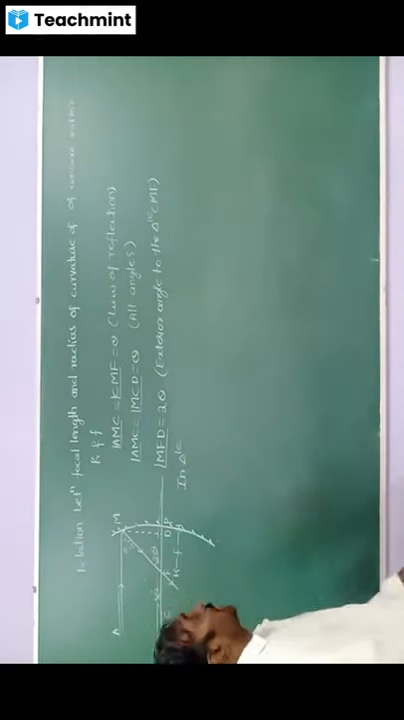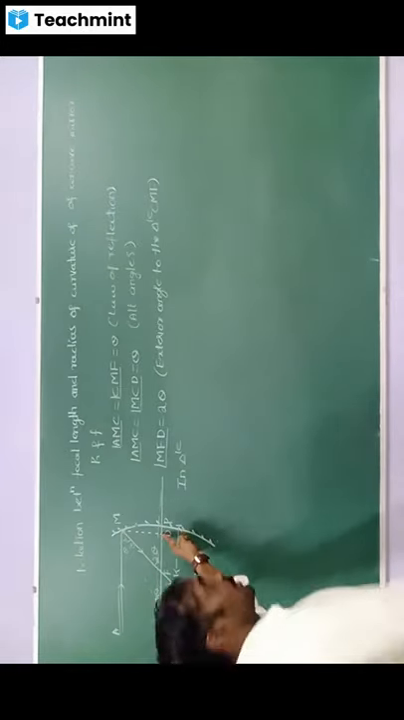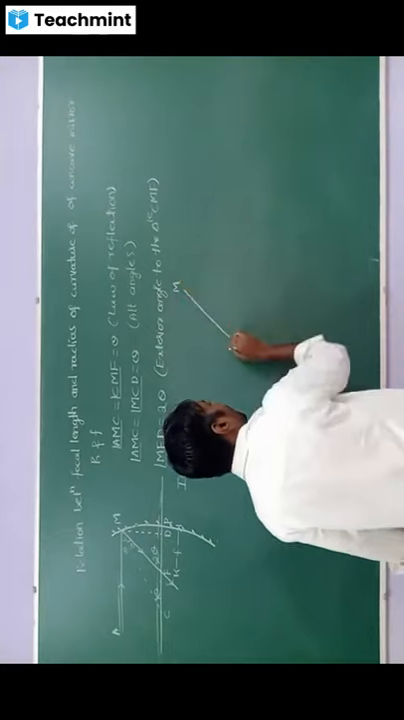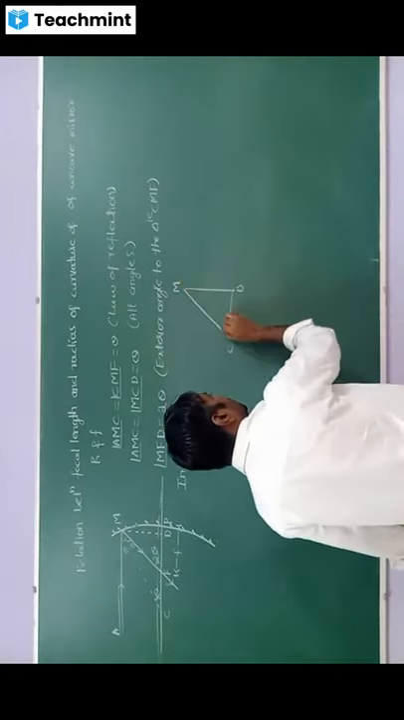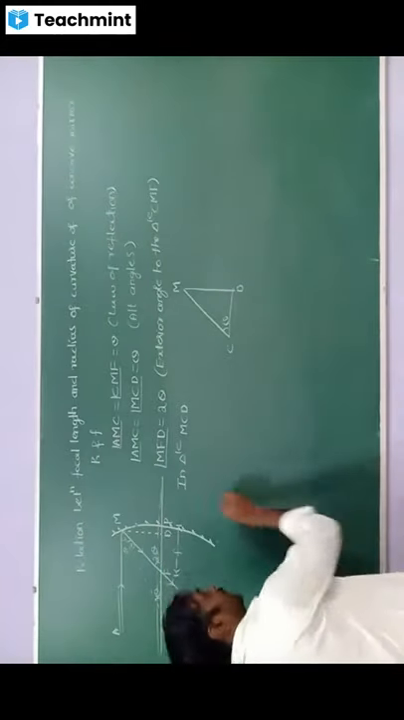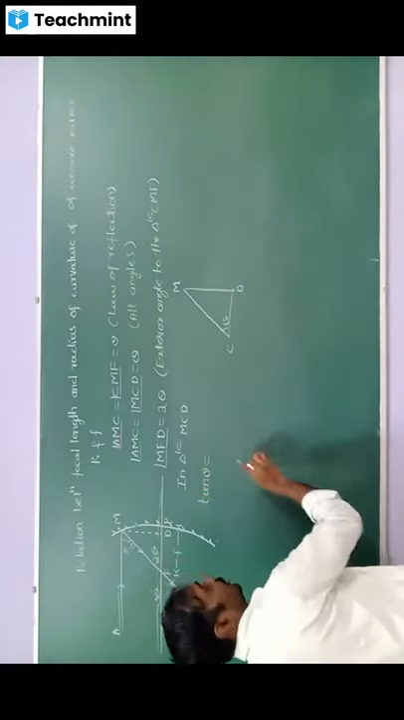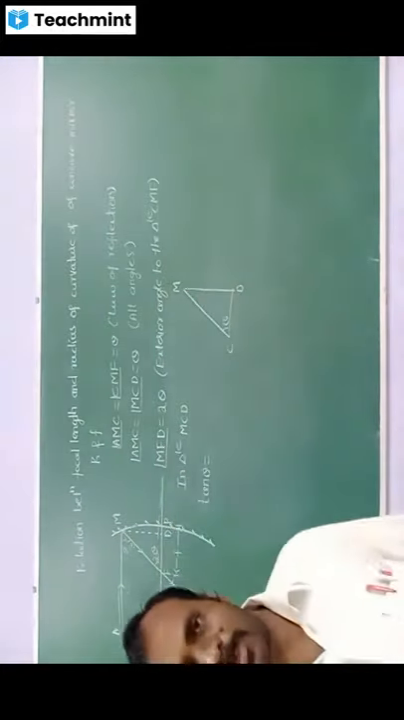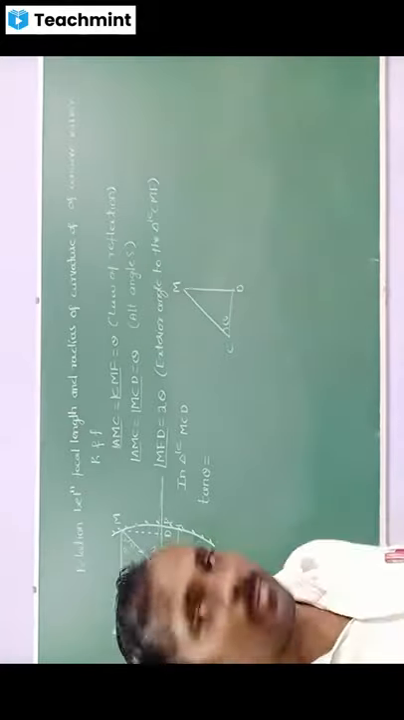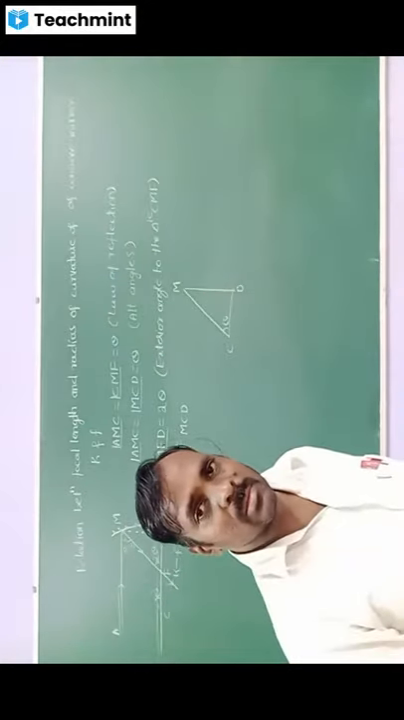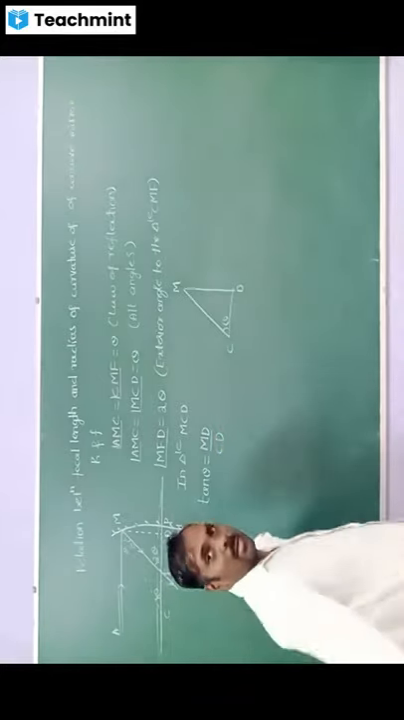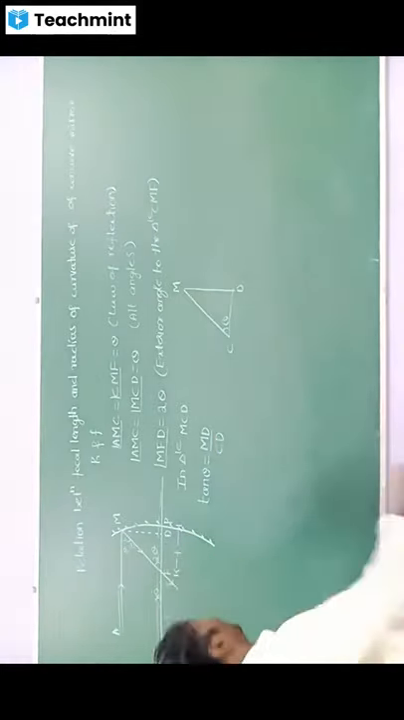Which triangle have I considered? Triangle MCD. In triangle MCD, what is tan theta? Tan theta is equal to opposite divided by adjacent. Now tell me the value of tan theta. MD divided by CD. Next, I'll consider another triangle.